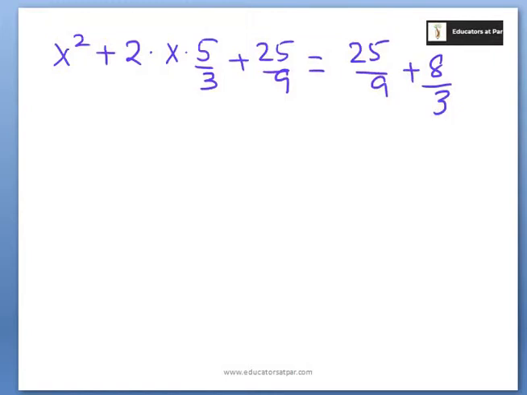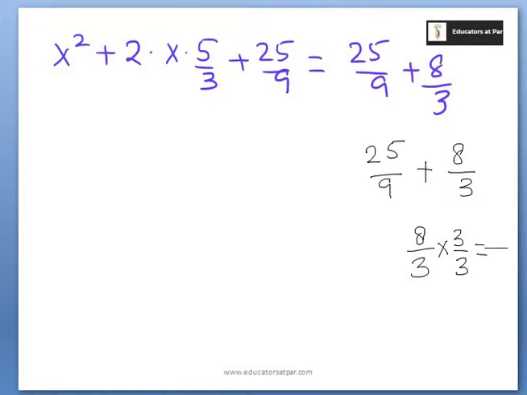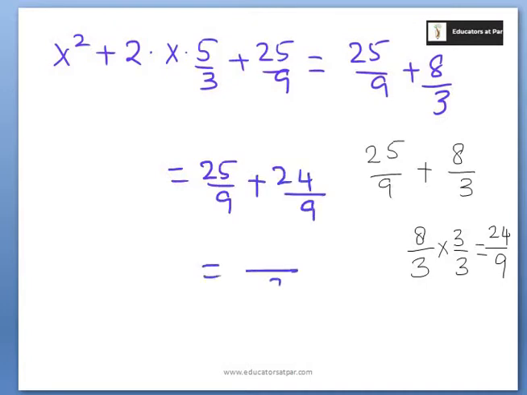Now we are going to add fractions which are having unlike denominators, 25 by 9 and 8 by 3. 3 and 9, the least common denominator is 9. So we have to make the denominator 9. 3 times 3 is 9. We multiply the same number to the numerator. 3 times 8 is 24. So let's continue. So we are left with 25 by 9 plus 24 by 9. The denominators are same. You add the numerators, 25 plus 24, which is 49 by 9.